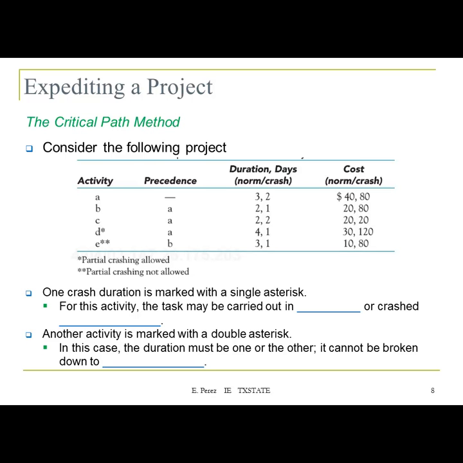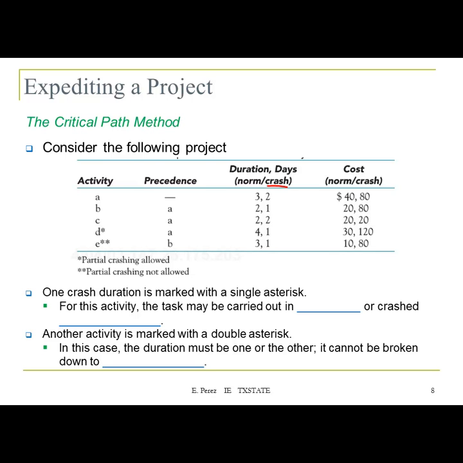And we're going to use this example to explain what we're trying to do. So here we have a project that has 5 activities. We have the precedence activities, and we have the duration in terms of the norm, which is the typical time that it's going to take to complete each task. And also we have a second duration that is called the crash duration.